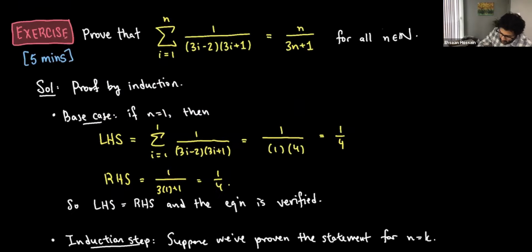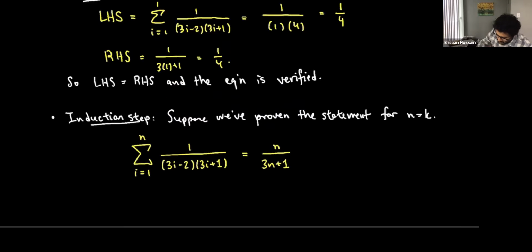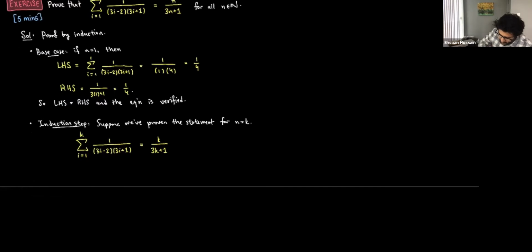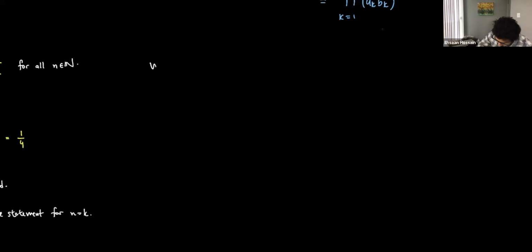So it would be this statement here, except with all the n's replaced by k's. Then I have to erase our 20 questions, and I have to prove the statement for n equals k plus 1. So we prove the statement for n equals k plus 1. All I'm doing is setting up. I haven't really done too much math yet.